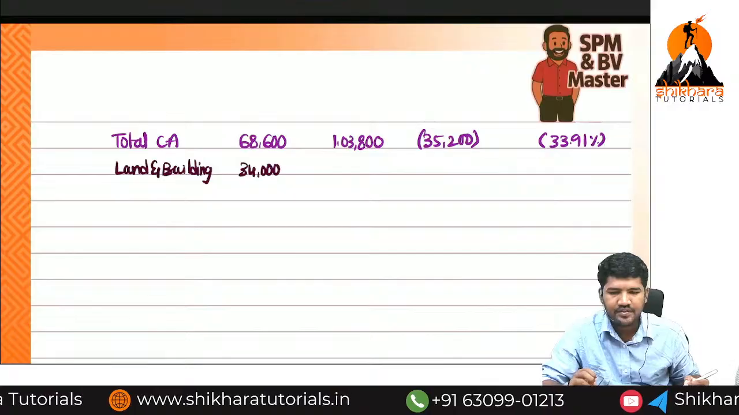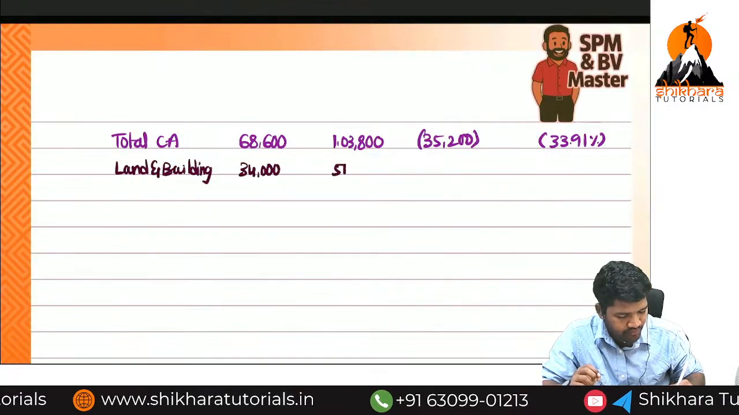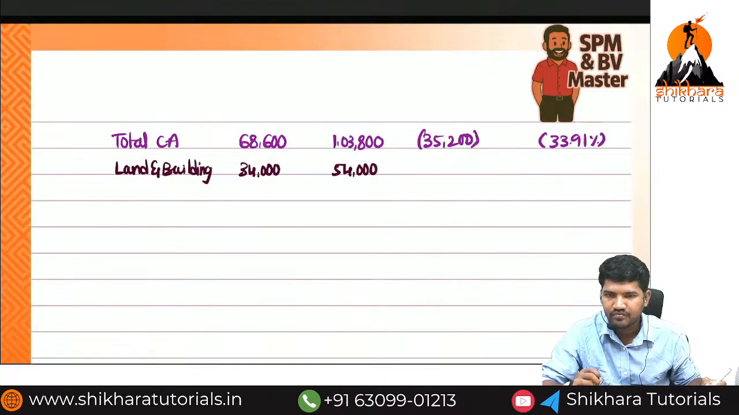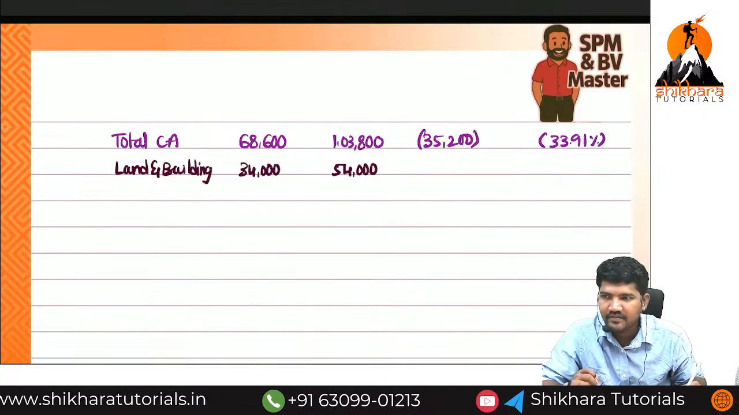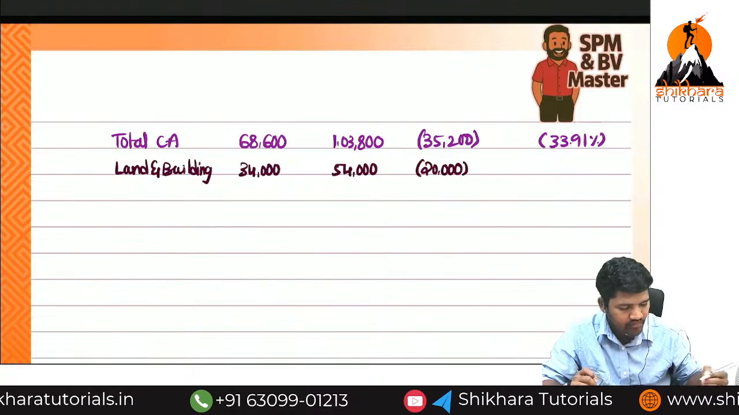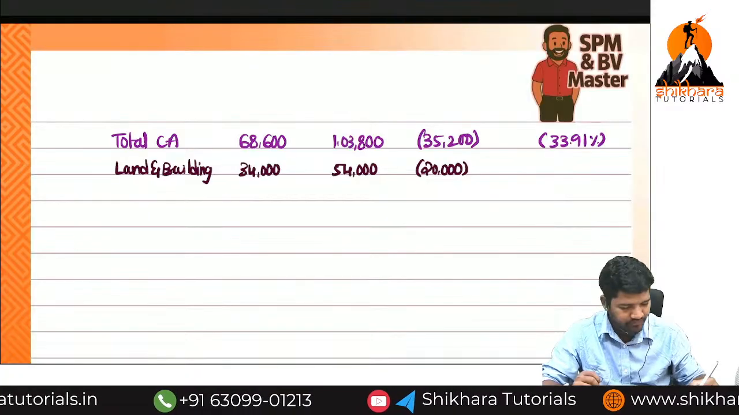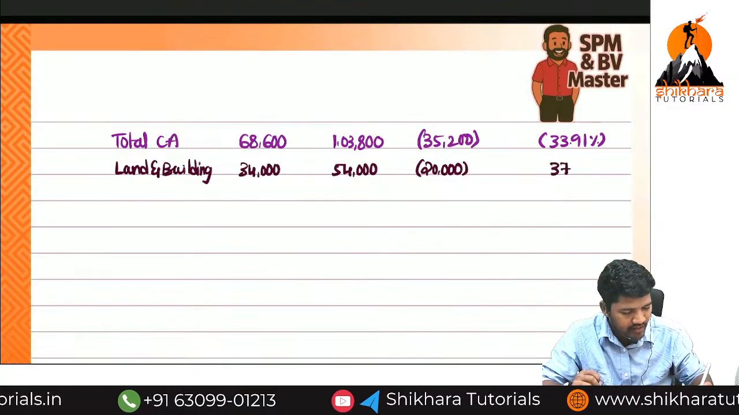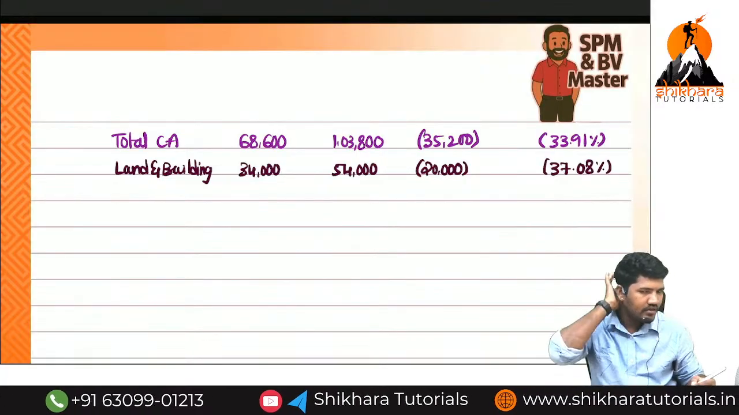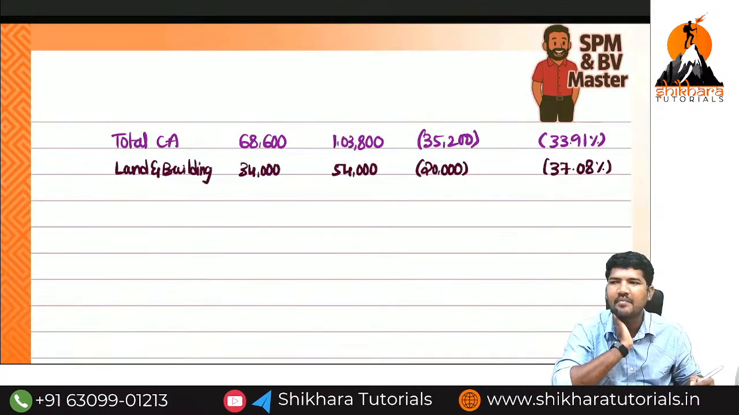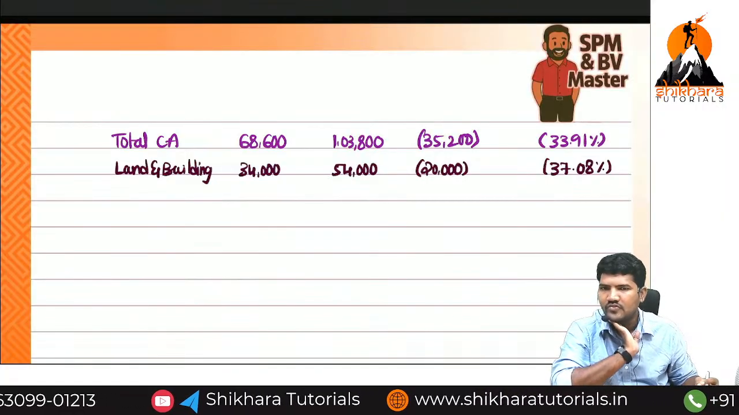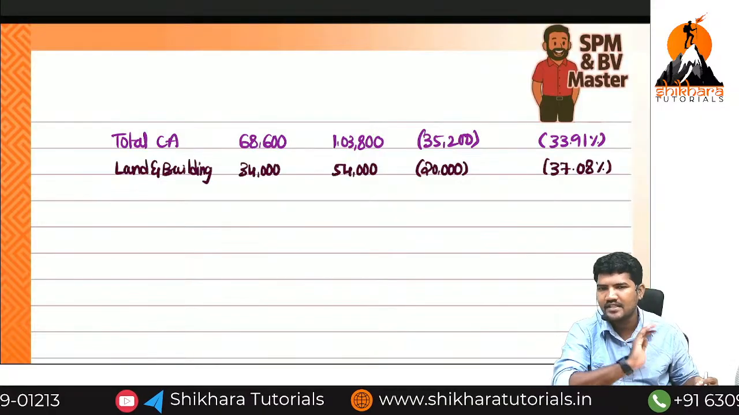What about the previous year? 54,000. Now what about the change? 20,000, increase or decrease? Now what is the percentage? 37.08%. What is the reason behind the decrease in land and building? Sale. So the asset is sold.